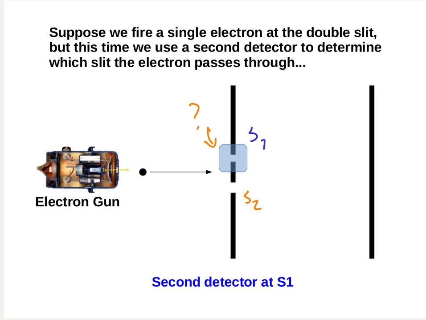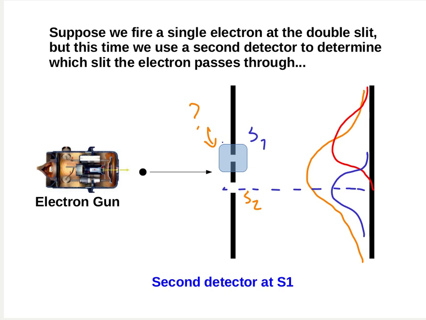Okay, so it turns out that what you actually find is a pattern that looks like this, which is a sum of the electron going through the first slit up there and the second slit down here. And this guy should be red.